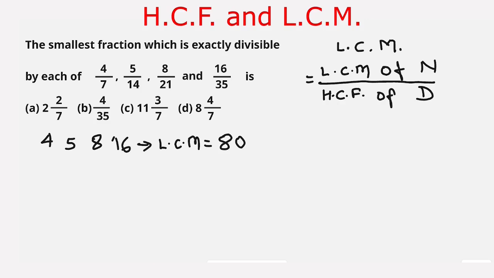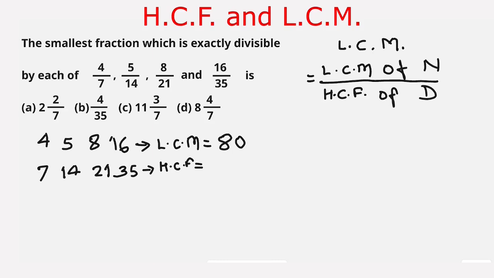Now we have to find the H.C.F of denominator numbers, which are 7, 14, 21 and 35. And their H.C.F is, as all the numbers 7, 14, 21 and 35 are multiples of 7 and the smallest number is 7. So the H.C.F of these numbers is 7, because 7 divides 14, 21, 35 and 7 itself. 7 is the H.C.F of these numbers.